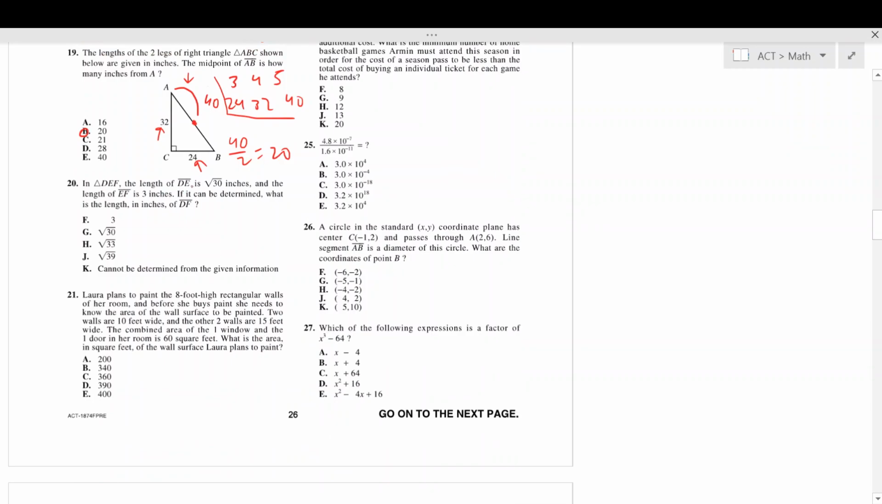In triangle DEF, the length of DE is square root 30, the length of EF is 3 inches. What is the length of DF? So let's draw out the triangle first. D, E, and F. DE is square root 30, EF is 3. What is the length in inches of DF? So we see here that there's also an answer choice, cannot be determined from given information. So let's think about it.